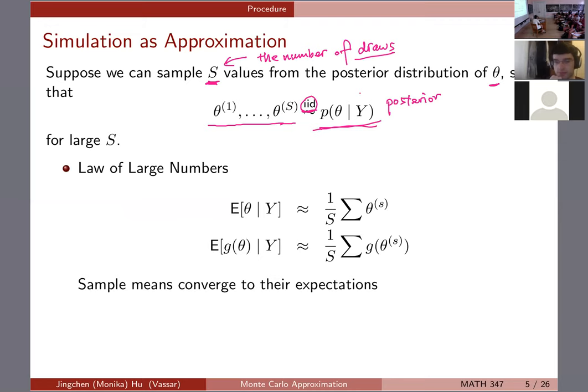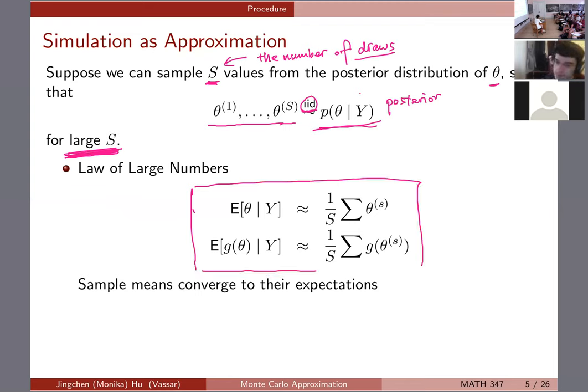So here we write it just for large S. Later we're going to talk about how large is good enough, but for now, just keep in mind that we're doing it capital S number of times, and each of them is IID from the posterior distribution. So based on the law of large numbers, this guarantees why we can use these draws in order to approximate the mean.